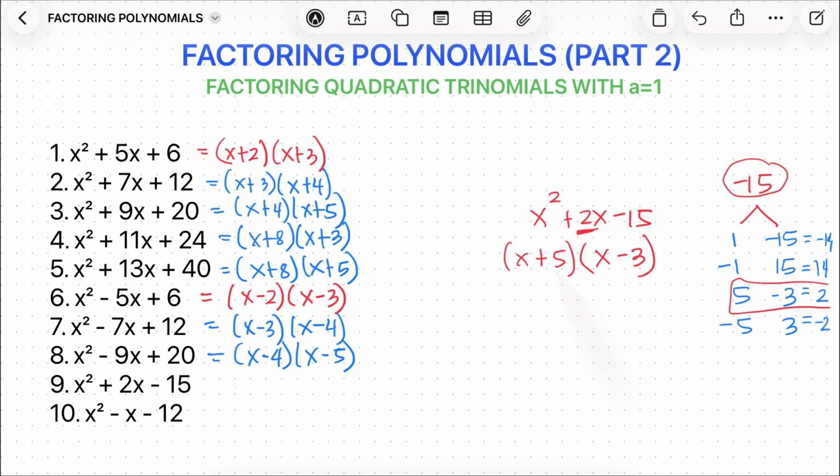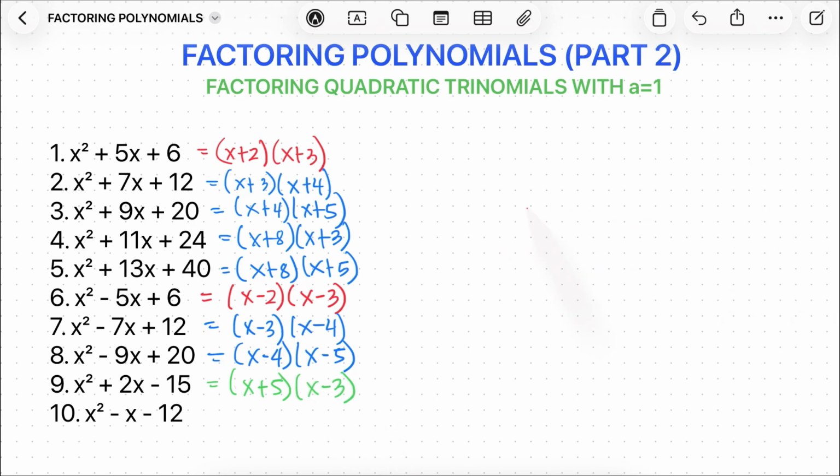So let's check our answer. 5 times negative 3 is negative 15, and 5 plus negative 3 is positive 2. Therefore, our answer would be x plus 5 times x minus 3.